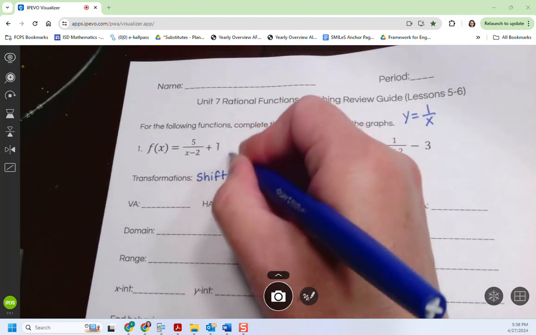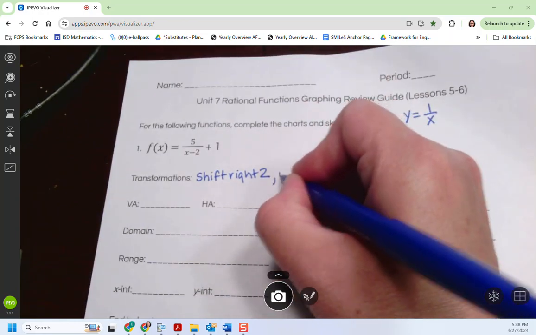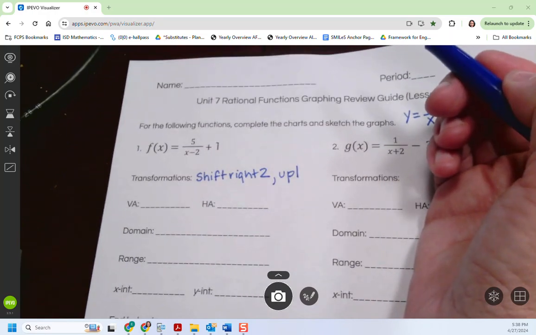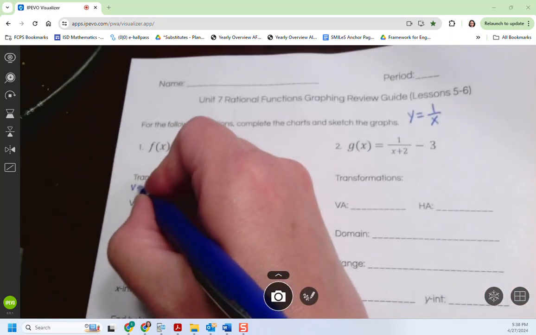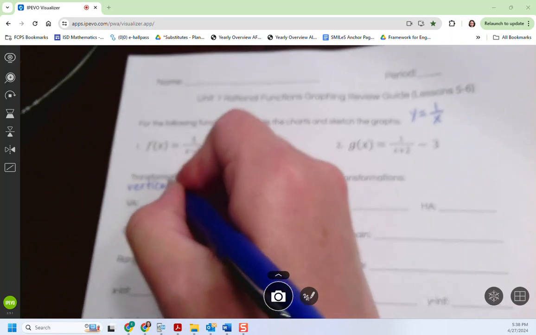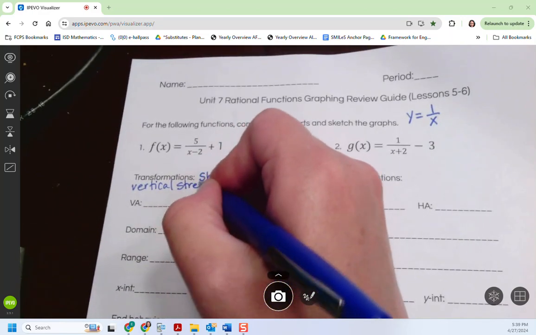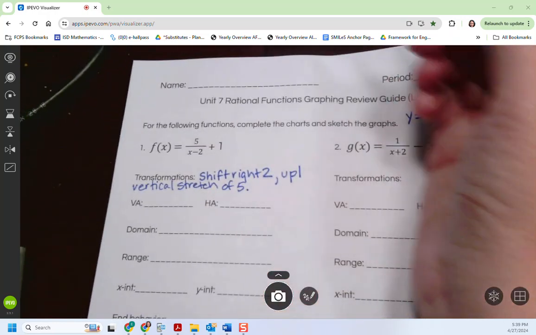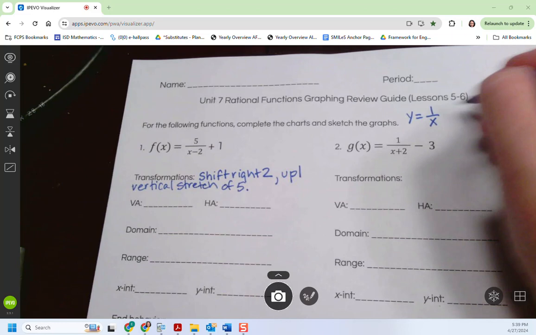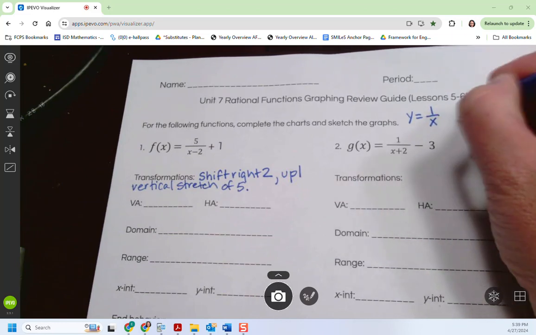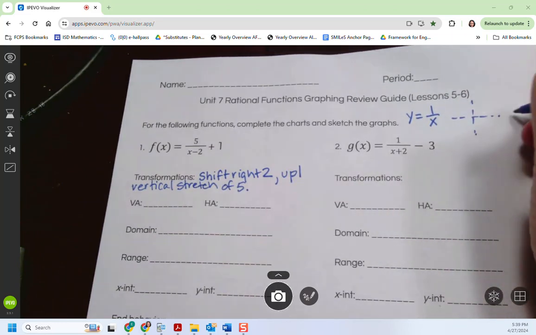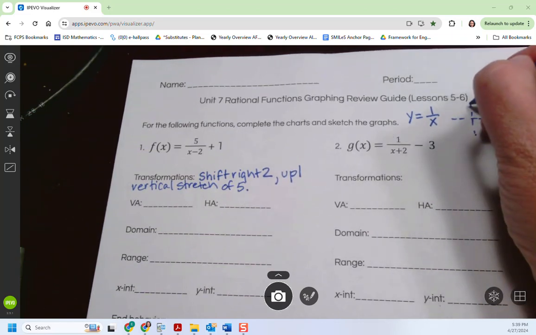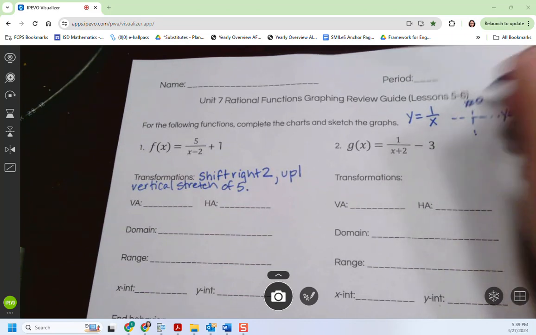The plus 1 is going to shift up 1. And then the 5 on top is going to create a stretch of 5, a vertical stretch. So remember that for y equals 1 over x, your asymptotes start on the axes. Your horizontal starts at y equals 0, and then your vertical starts at x equals 0.